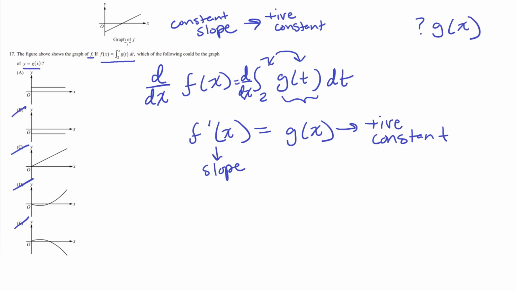So B cannot be correct because the slope of our f of x, which is equal to g of x, is a positive constant. The slope of this is positive. So A has to be the correct answer, because we see that this horizontal line crosses through the y-axis at some positive number. So A is the correct answer.